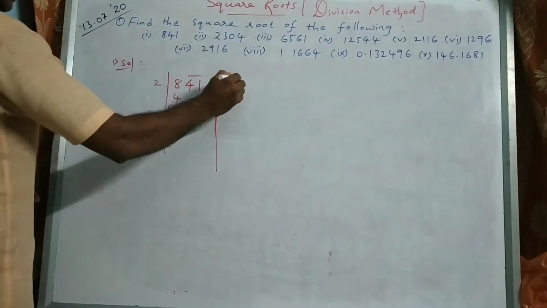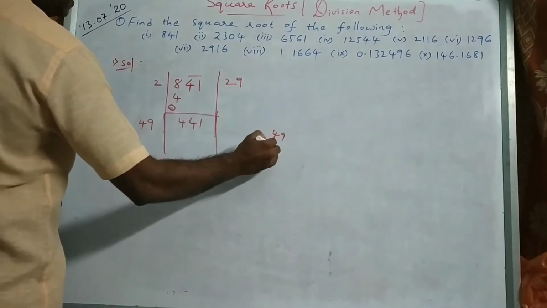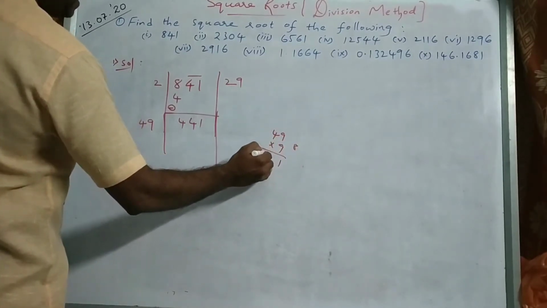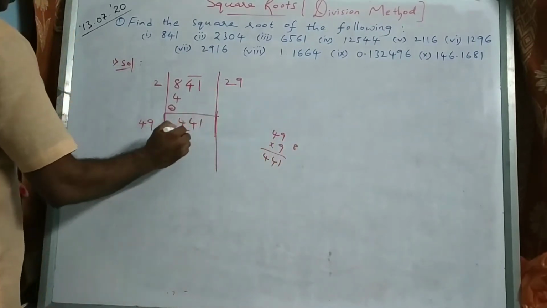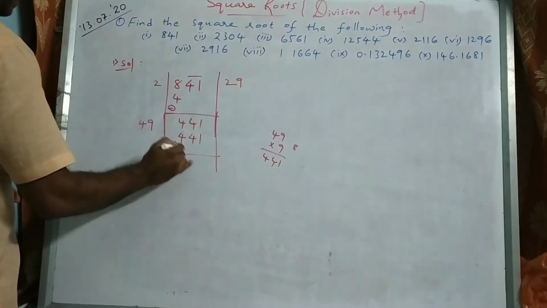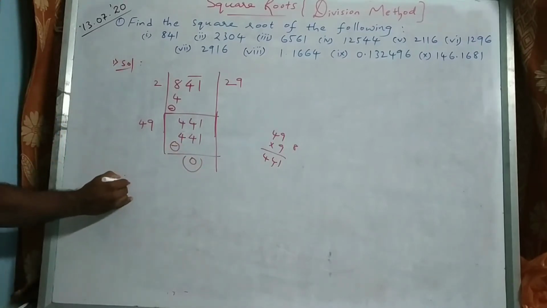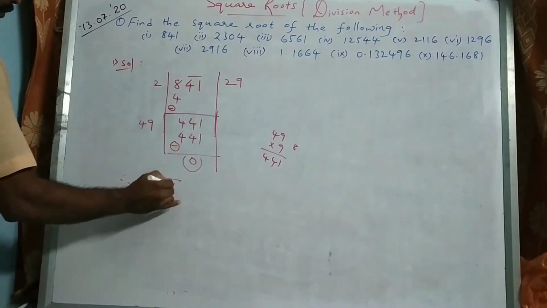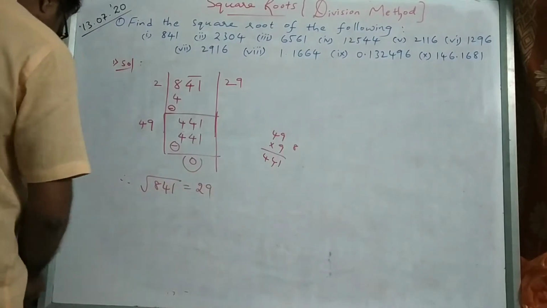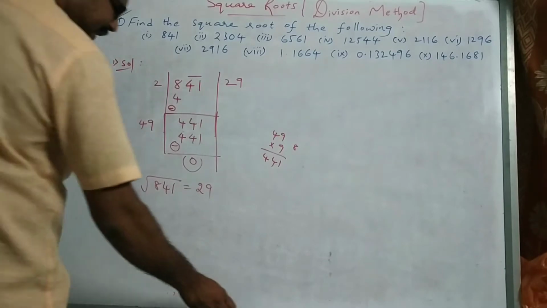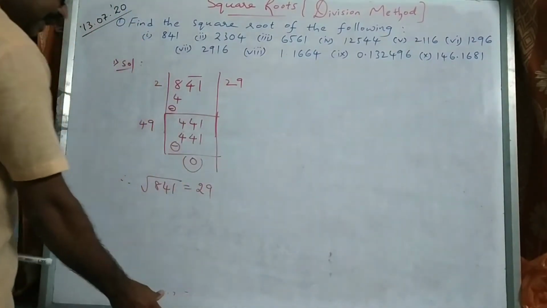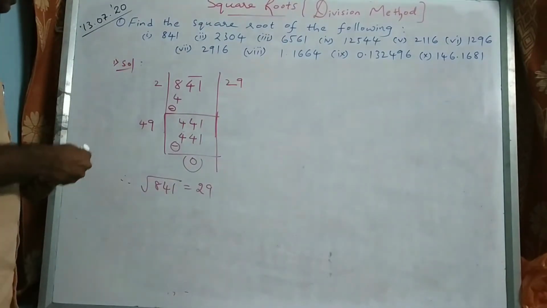So 49 9s, you see, ones. 49 9s. 9 9s are 81, 9 4s are 36 plus 8, 44 exactly. So 441. Subtract, 0. So therefore the square root of 841 is how much? 29. That means 29 29s are 841. Okay?